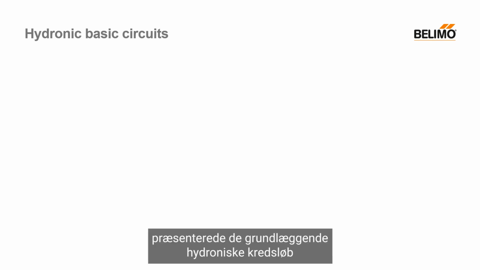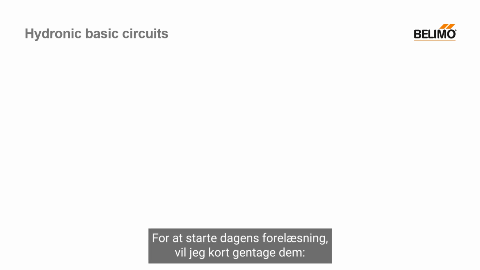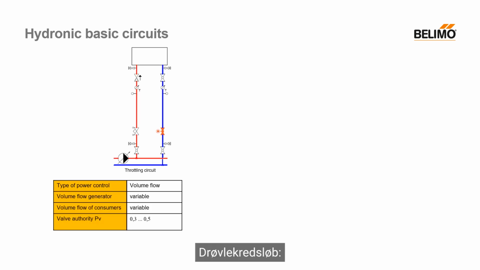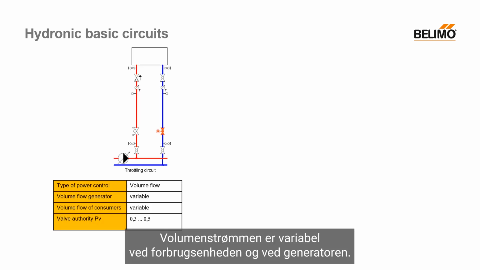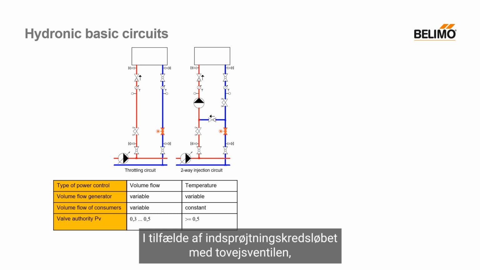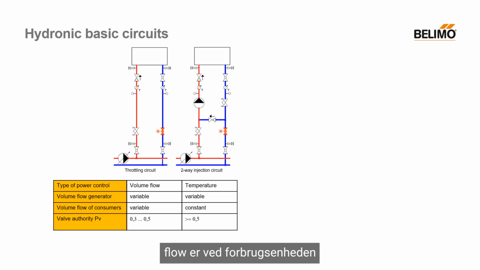My colleague Eugen Schubert once presented the basic hydronic circuits at the startup seminar. To start today's lecture, I will briefly repeat them. The throttle circuit: the volume flow is variable at the consumer and at the generator. In the case of the injection circuit with the two-way valve, the variability is at the generator and the constancy of the volume flow is at the consumer.